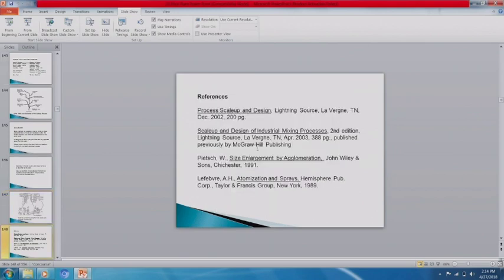References, of course, my books, and then Perry's book and Lefebvre's book on atomization. So you get the book, you read right through it, or you read Lefebvre's book and read right through it. It's a wealth of information.